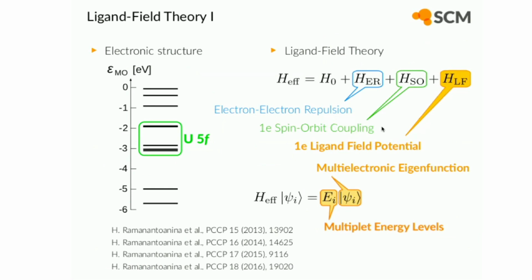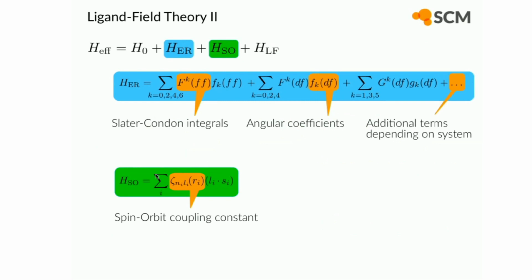So the Ligand field theory is actually a model Hamiltonian, an effective Hamiltonian theory, where the Hamiltonian is set up according to the electron repulsion in blue here in the equation, then the spin-orbit coupling in green, and then Ligand field potential in orange. So in principle, when you diagonalize the effective Hamiltonian, then you will end up with multiplet energy levels, which is given here as E, and then the phi, which is the multi-electronic eigenfunction.